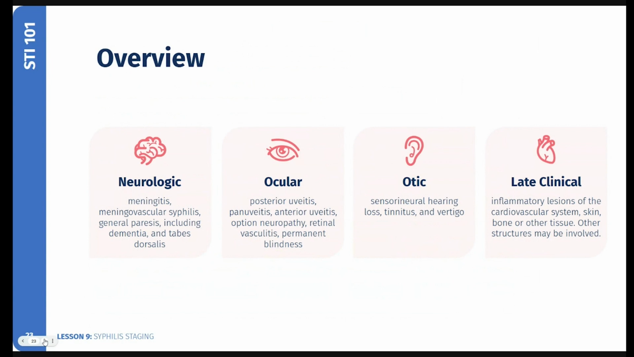Neurological manifestations impact your brain, causing things like meningitis, which is swelling of the lining of the meninges. It can also cause memory problems like dementia and so on. Ocular syphilis can impact your vision, leading to blindness, and otic can cause hearing loss, tinnitus, and even vertigo. Late clinical can cause lesions throughout your body, damaging multiple systems, including your cardiovascular system.